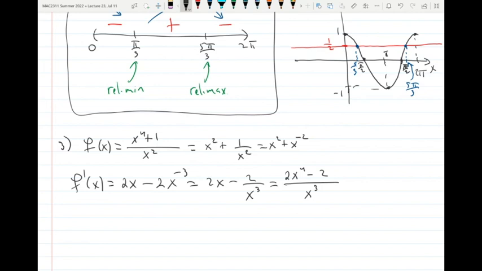Otherwise, if you would leave it like this, quotient rule. Then you have something like this, quotient rule again. So you have to do multiple quotient rules, while like this, it's pretty easy and fast.